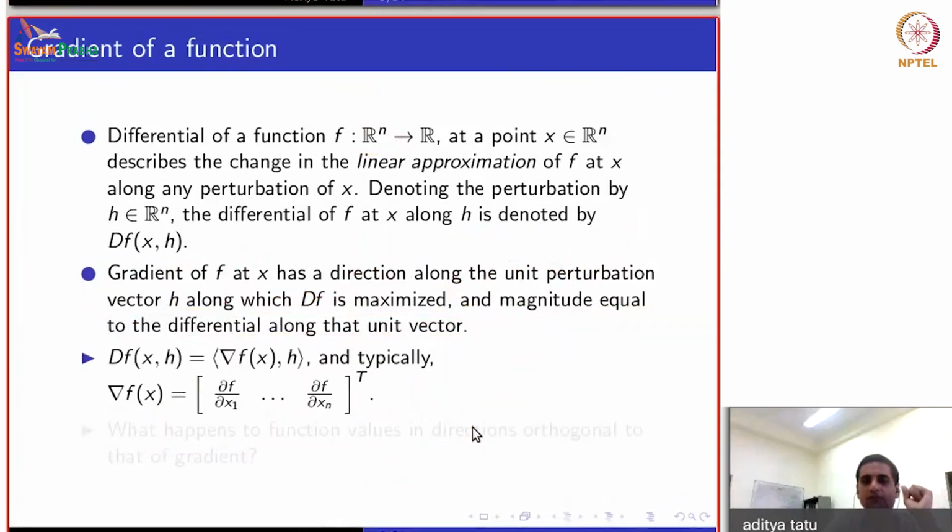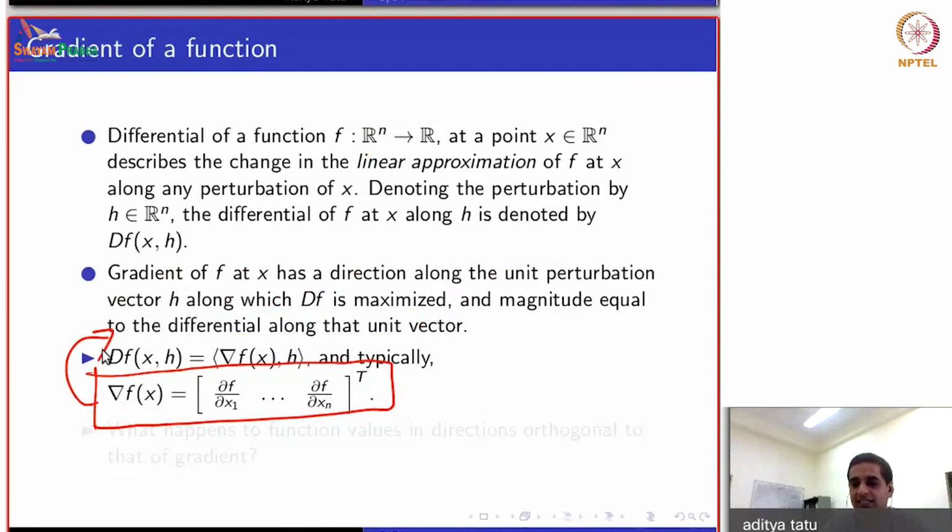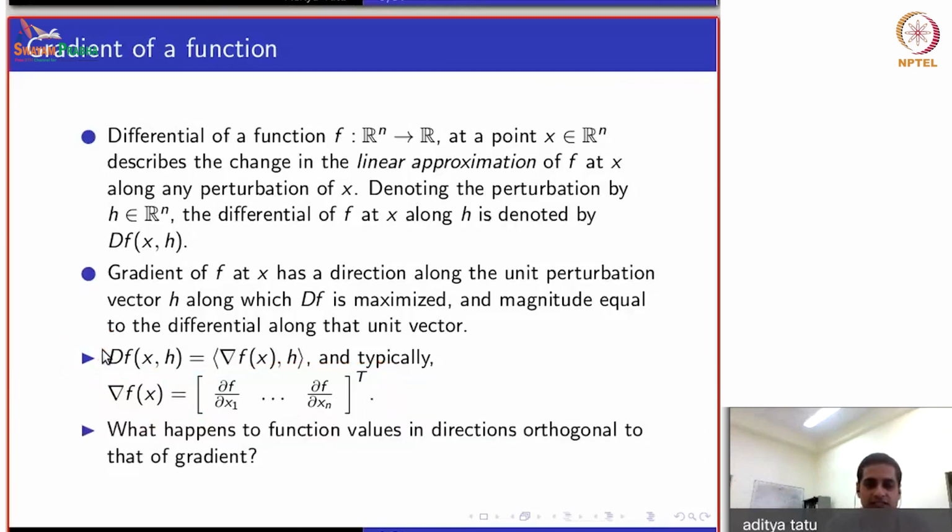So this was to give you an intuition. Of course, I'm sure all of you know this: just take all partial derivatives, put them in a vector, and you get the gradient. But what is important to realize is that there is an intuition behind this. We are looking for a direction in which this linear approximation is maximum, and the magnitude is the amount of that increase. So that is the gradient.